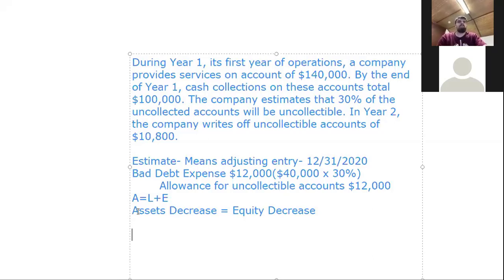Next, when I actually have to write something off. So in year 2, it says the company writes off uncollectibles. What it means is that I'm no longer estimating the amount that I don't think I'll receive. I am actually saying I will never get paid from these certain clients. So when I made this estimate up here of 30%, it was based on all of the account balances owed to me. When I write something off, when I do a write-off entry, I am saying a specific client.